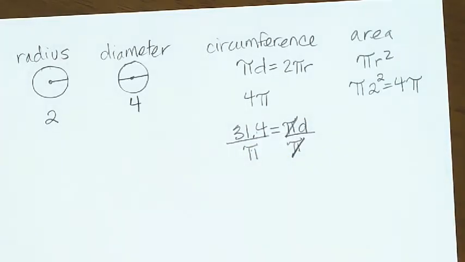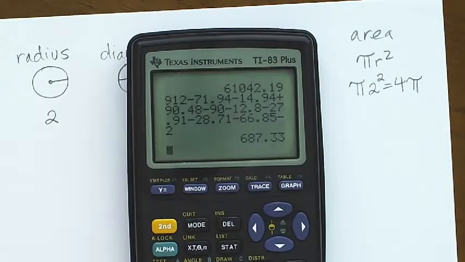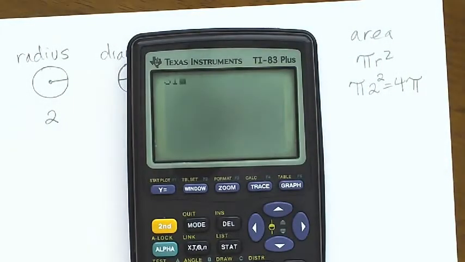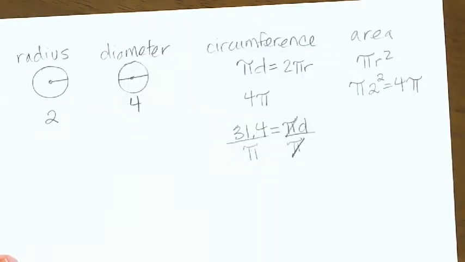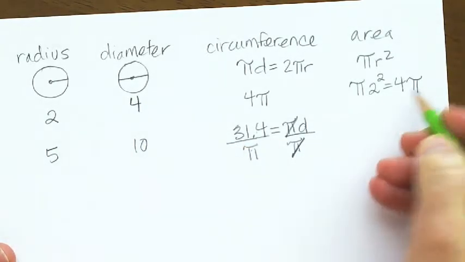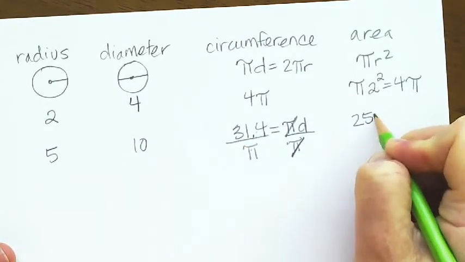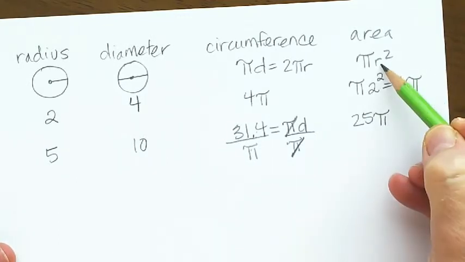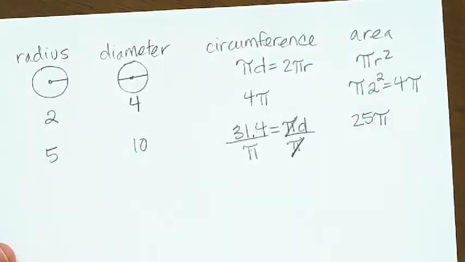So if I do 31.4 divided by, now in this case I'm going to use 3.14 and not the pi key. That gives me 10, so then my diameter is 10, my radius would be 5, and my area would be 25 pi, because area is pi times my radius squared.